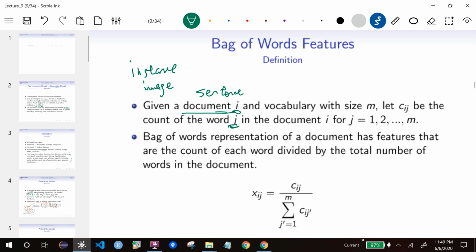We will use the count of each word as the feature. That's a better way to understand it. So given a document, we can count how many times this particular word j occurs in the document, and then we divide it by the total number of words, and we call this the feature.